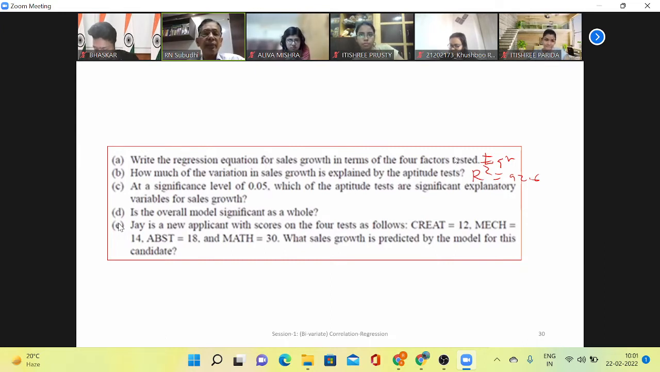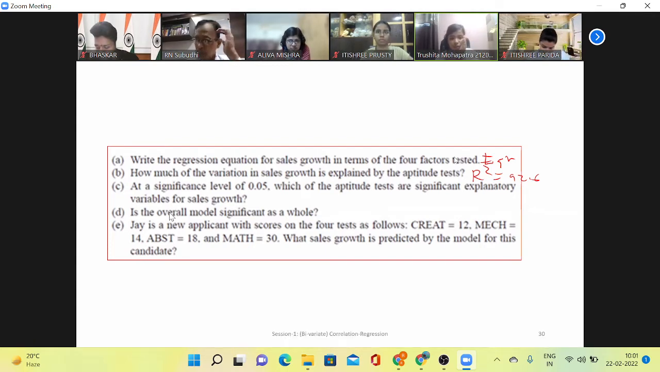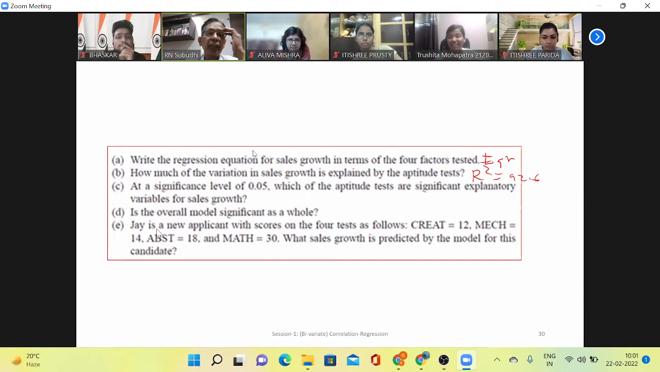Now, Trishita, what is the meaning of part C? What is expected from us? What are we required to find? Sir, which of the R squares should we prefer, the one which has the significance level of 0.05? Come again. Sir, where we can find the significance. R square, sorry.